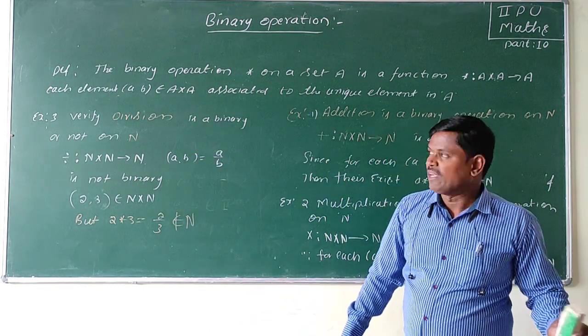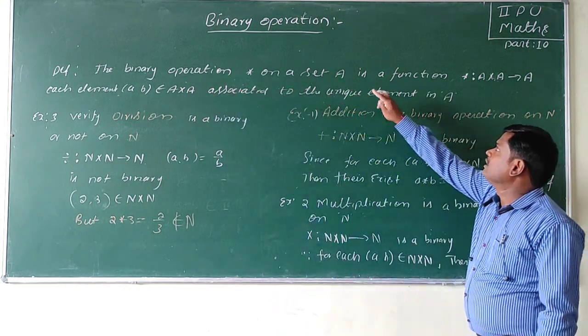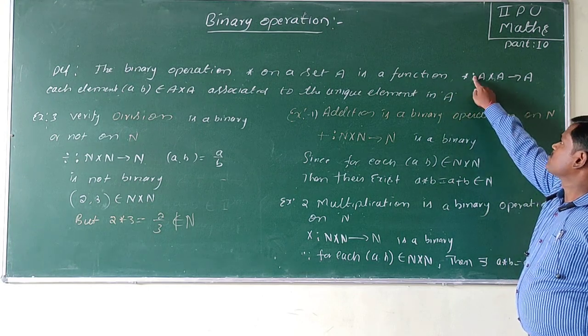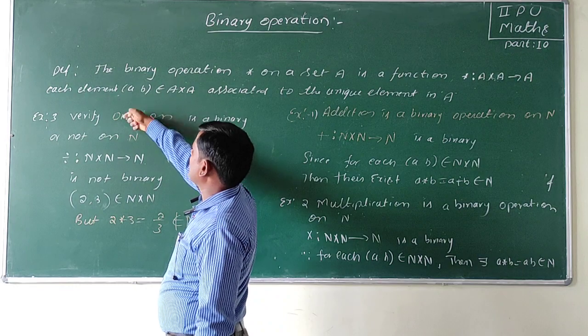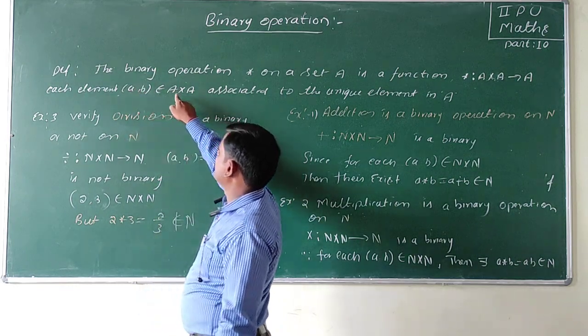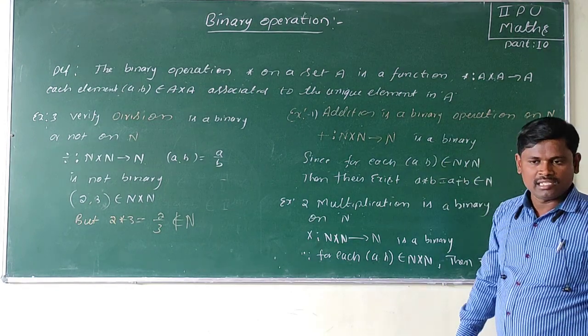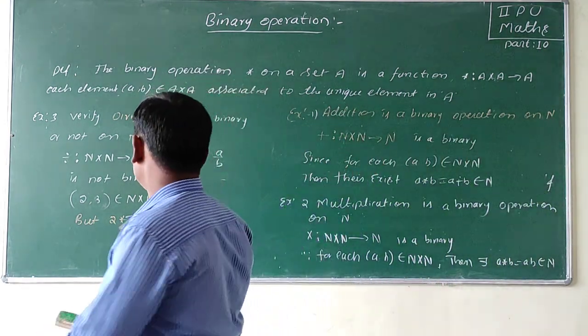Is it clear? A binary operation star on a set A is a function from A cross A to A, where each element (a, b) belongs to A cross A and is associated to a unique element in A. Is it clear? Next we shall discuss some problems on this.